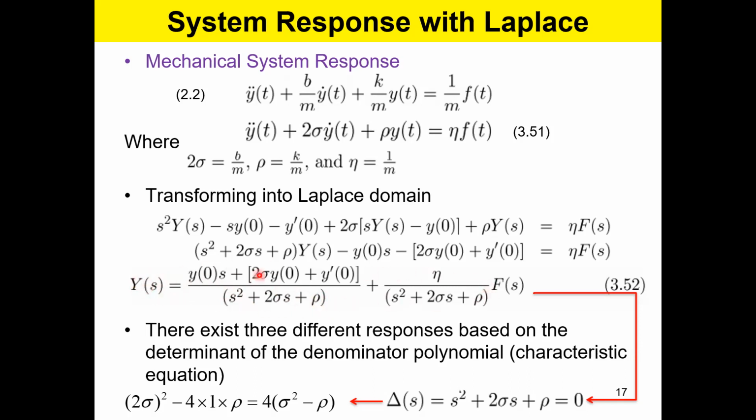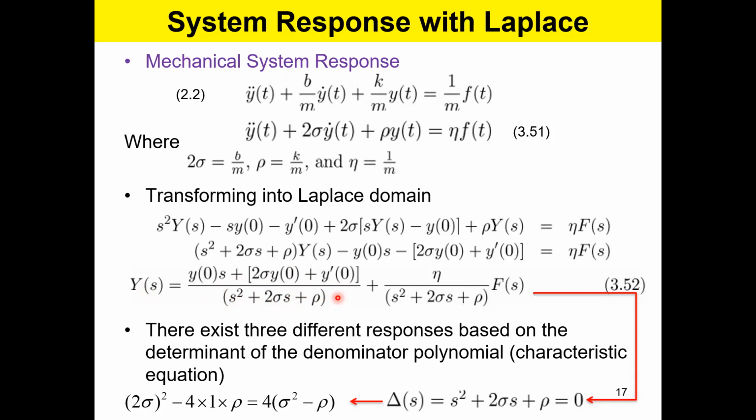When you transform this back to time domain, you get y(t) here on the left-hand side. y(t) is the time domain signal. You want to know what y(t) is. Whether y(t) is oscillatory, whether it is exponential decay, or whether it is exponential rise, or oscillatory decaying response. What is that? The nature of that response is actually indicated by the eigenvalues of the system. Eigenvalues are the solutions of the denominator polynomial s square plus 2 sigma s plus rho equals 0.